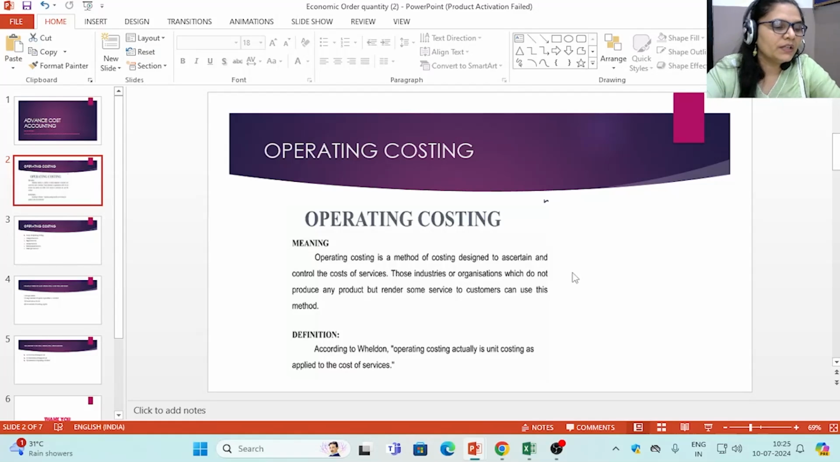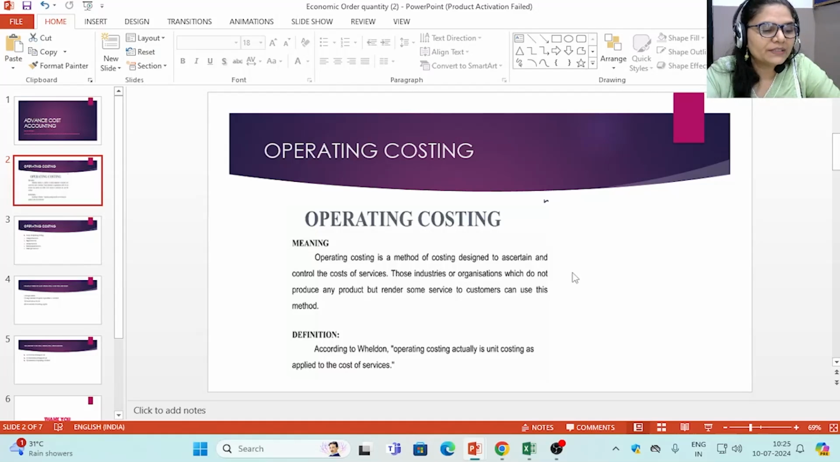So in order to determine the total cost and per unit cost of services rendered by organizations providing or operating services, on the basis of expenditure incurred for the services, and determining the per unit selling price of service, the method which is applied is known as operating costing. Thus, operating costing is a method designed to ascertain and control the cost of the undertakings which do not produce products but which render services.